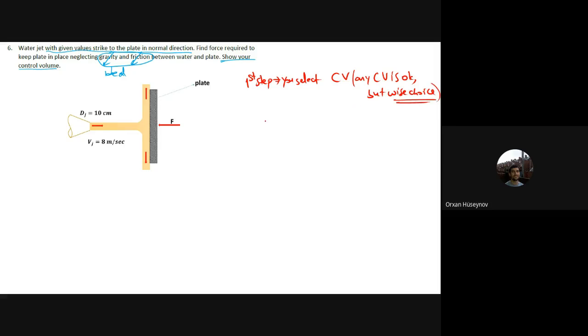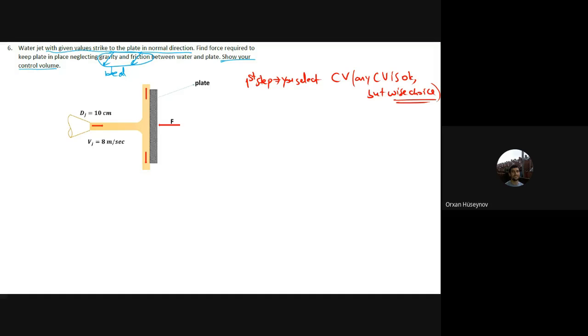Wise choice is important because you can sometimes select the control volume so that the number of variables is larger. Therefore, we have to select the control volume wisely firstly, but you should also keep in mind that any control volume is okay for our problems. Now let's first select our control volume.